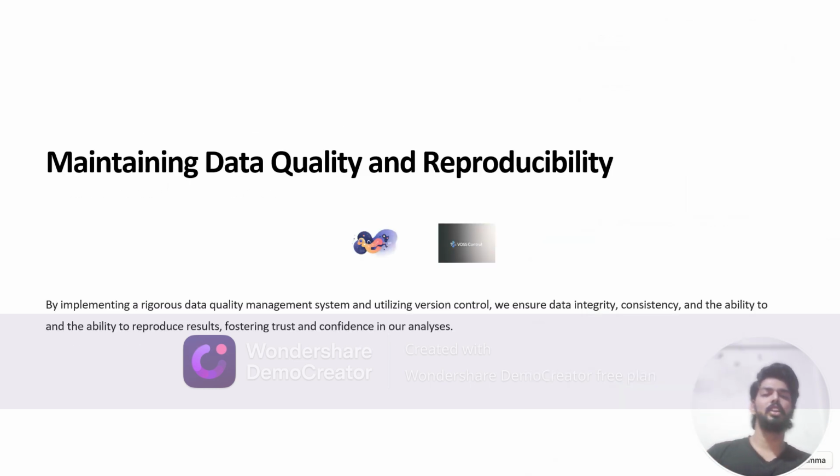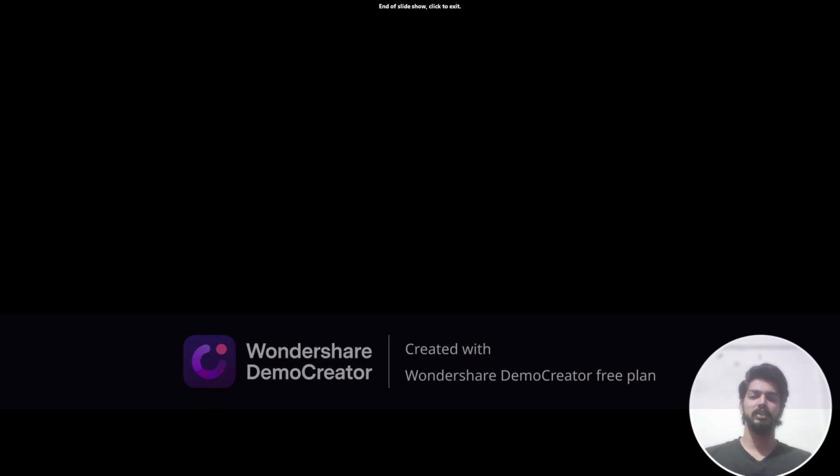Maintaining data quality and reproducibility. By implementing a rigorous data quality management system and utilizing version control, we ensure data integrity, consistency, and the ability to reproduce results, fostering trust and confidence in our analysis.